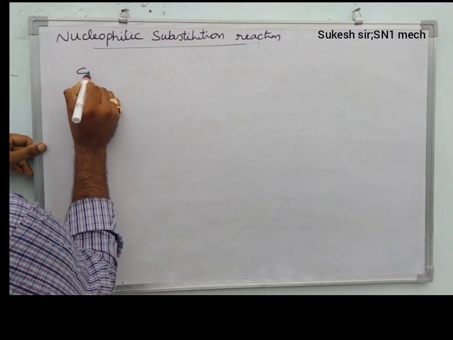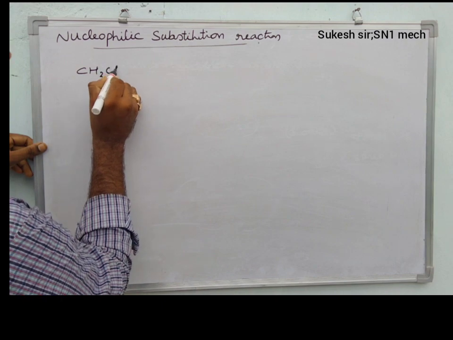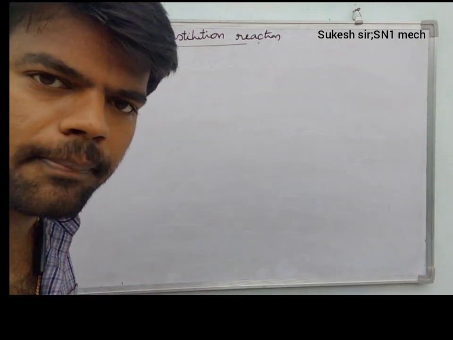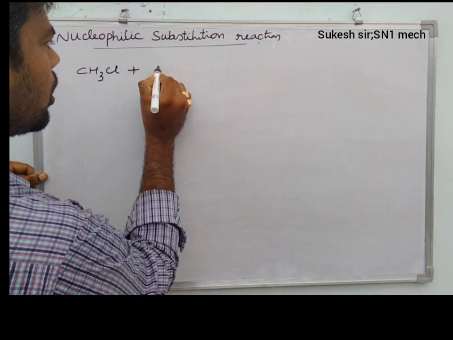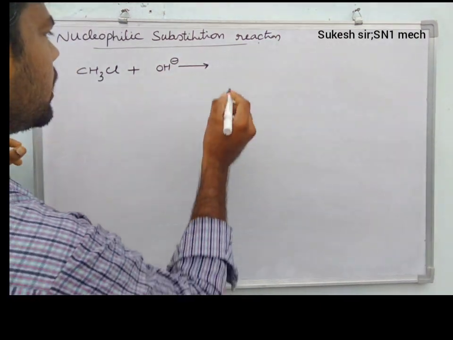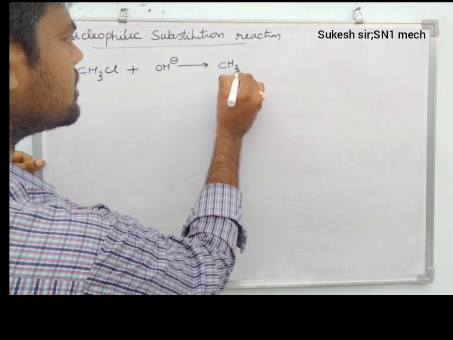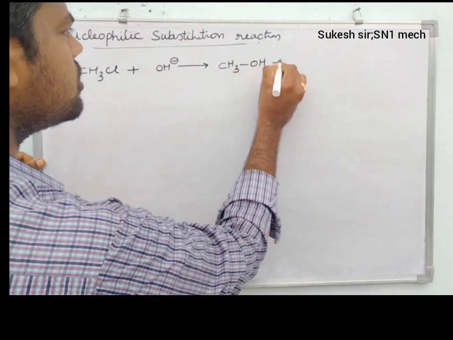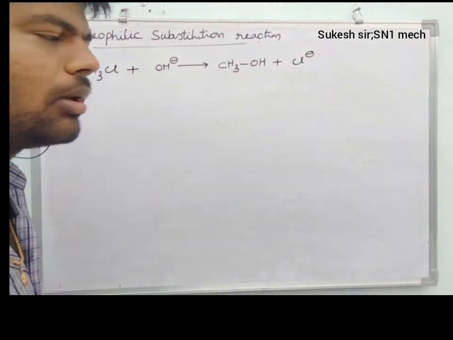First, I am initially taking one important compound, that is methyl chloride. Suppose the methyl chloride is treated with OH minus, what will be obtained? It produces CH3OH and Cl minus will be obtained.